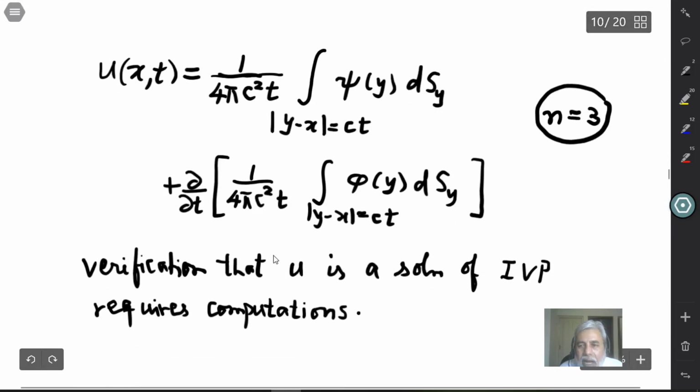In the next class we will further analyze this solution and its qualitative properties: again domain of dependence, range of influence, and we'll also come across the Huygens principle and what it means. We'll discuss all these things in the next class, starting from this representation of the solution in n equal to 3. Thank you.